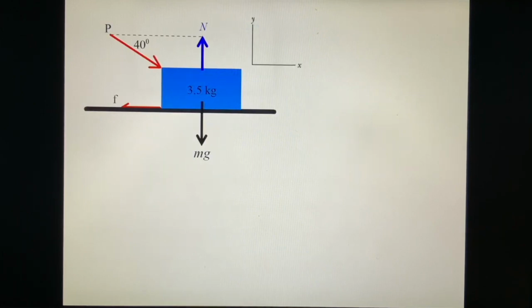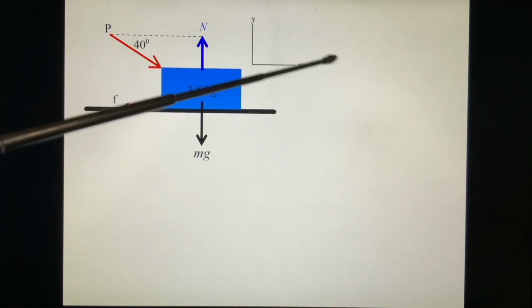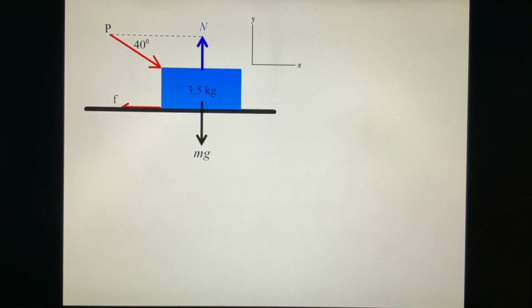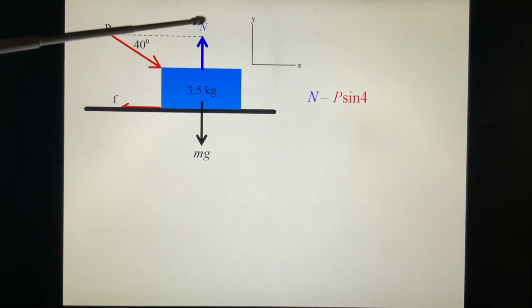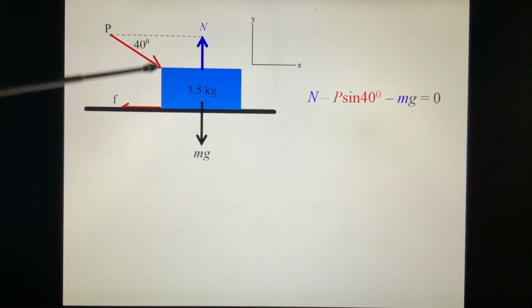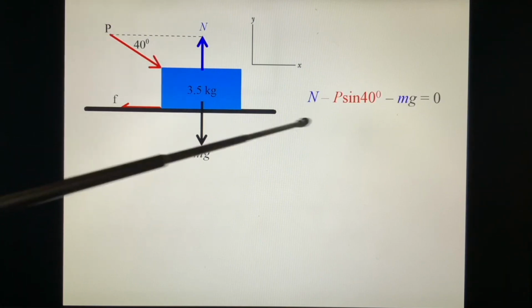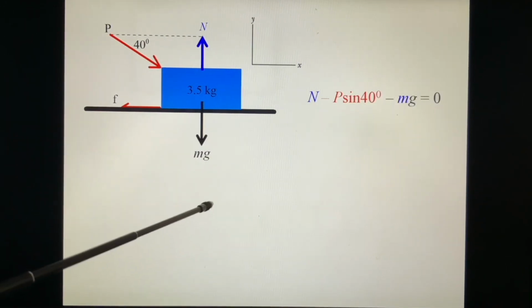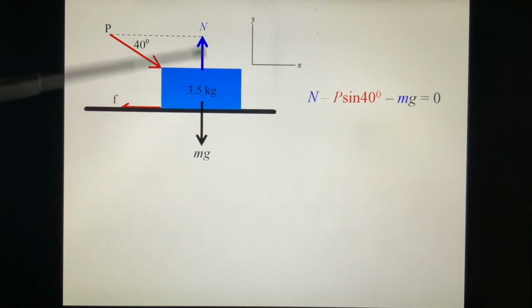Now, let's try to get the free body diagram. This block moves towards the positive direction of X along the horizontal. How many forces act on it? Normal force, gravitational force, frictional force, and push P. Let's write the equations in X and Y directions. In the Y direction: N minus P sine 40, this one is minus, minus mg equal to 0, because vertically it does not move at all, no acceleration.